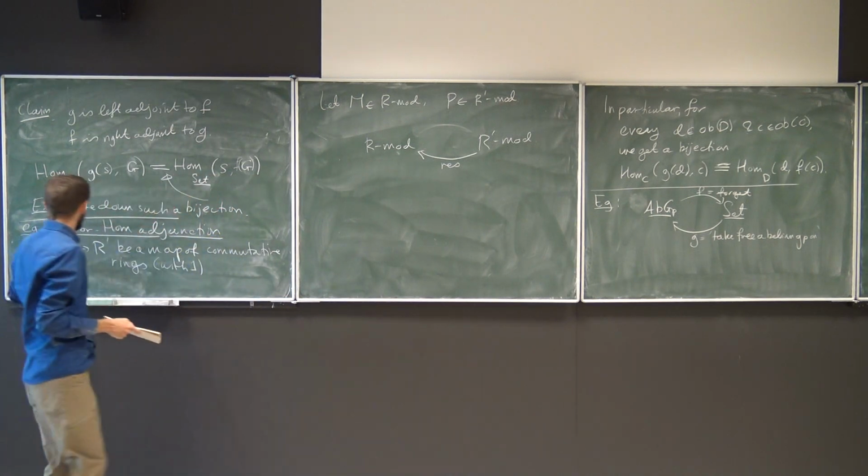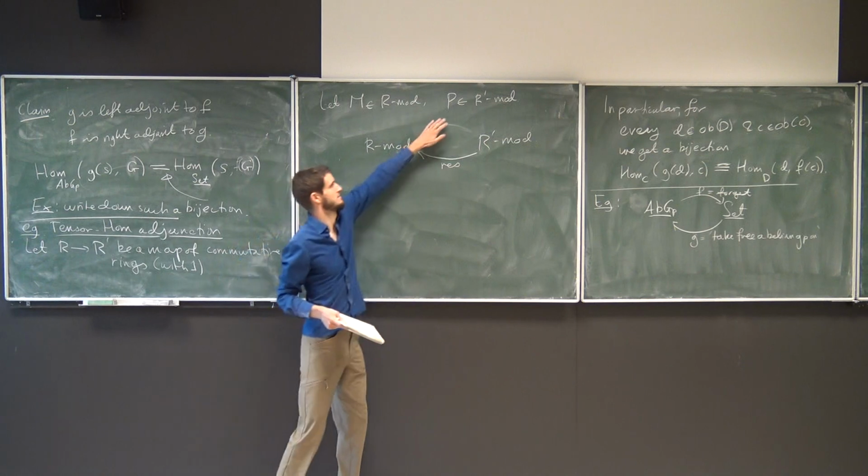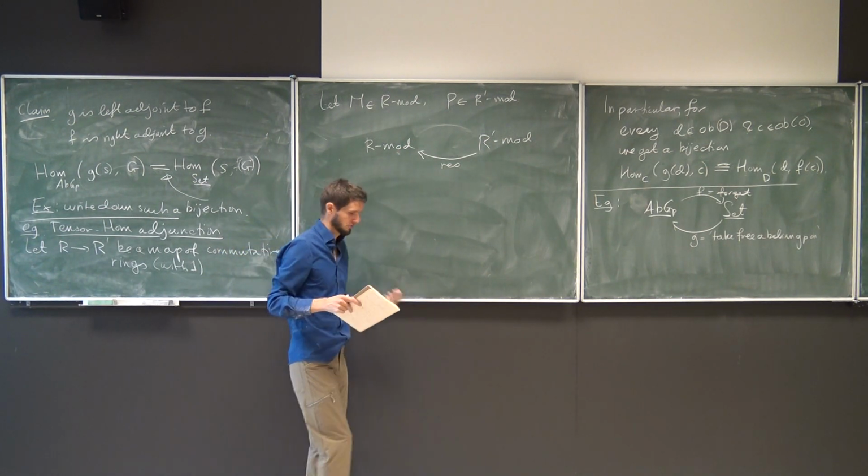That's what it really means for P to be an R prime module. Now, I have here a map from R to R prime. So if I have any element of R, I can just apply this map to get an element of R prime, and then I can multiply by an element of P. So this gives P the natural structure of an R module.